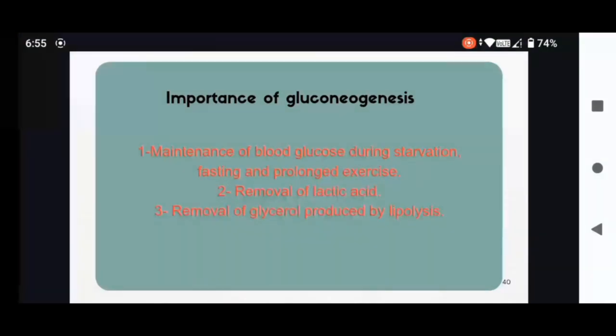So importance of gluconeogenesis. First, maintenance of blood glucose during starvation, fasting, and prolonged exercise. Second, removal of lactic acid. And lastly, removal of glycerol produced by lipolysis.